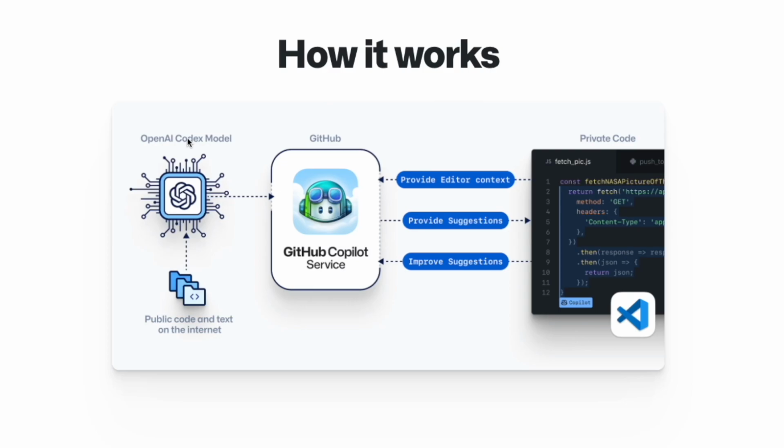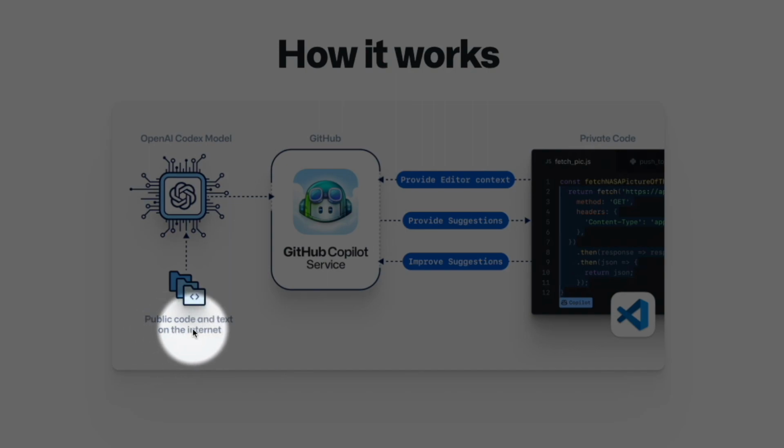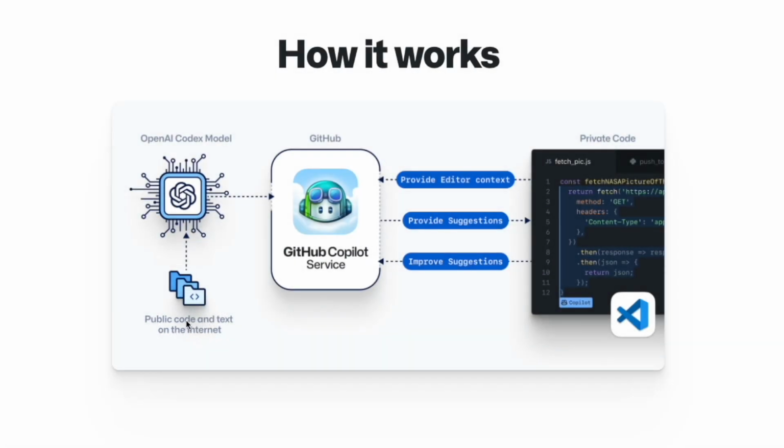But then the next question is, how does it actually generate these suggestions? As you can see at the bottom, this model is trained on public code and text on the internet. So there are two parts here. The first part is the code, which is probably from Stack Overflow or GitHub, and the text, which is any natural language that you see online. That explains why Copilot is able to understand both programming and human languages.